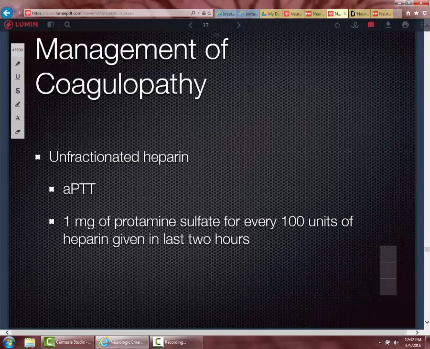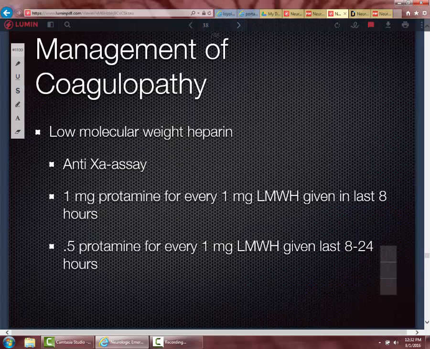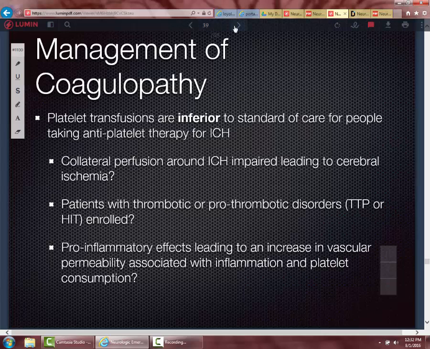Heparin is controversial. Some people just say leave it alone, but if they've been given heparin within the last 2 hours, you can give 1 milligram of protamine for every 100 units of heparin. Low molecular weight heparin is the same thing: 1 milligram of protamine for 1 milligram of each enoxaparin dose, and then half a milligram if given within the last 8 to 24 hours.